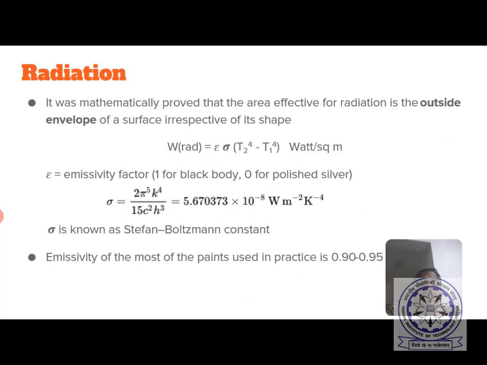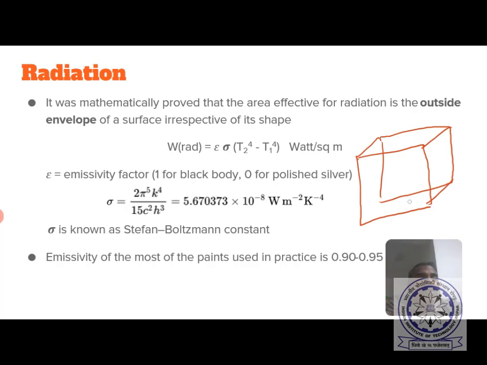And then finally the radiation. Where will it occur? Radiation will be on the outer surface of the tank. Basically, radiation occurs on the surface, and the outer surface is very important for radiation. It was mathematically proved that the area effective for radiation is the outside envelope of a surface, irrespective of its shape.